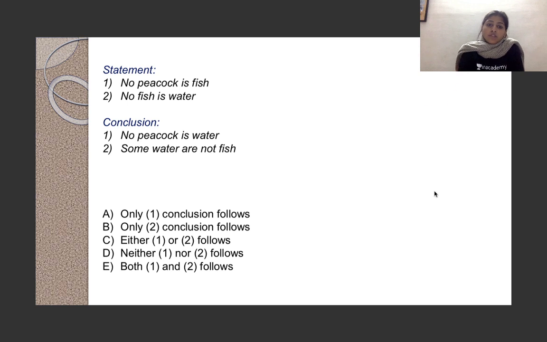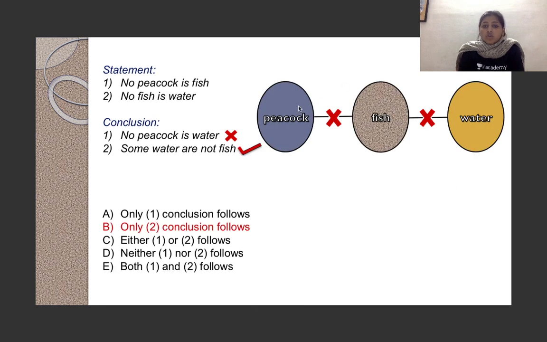Okay, no peacock is fish and no fish is water. So no peacock is water. No, I don't see the relation between peacock and water. So no. Some water are not fish. Some water are not fish. That is going to be true.